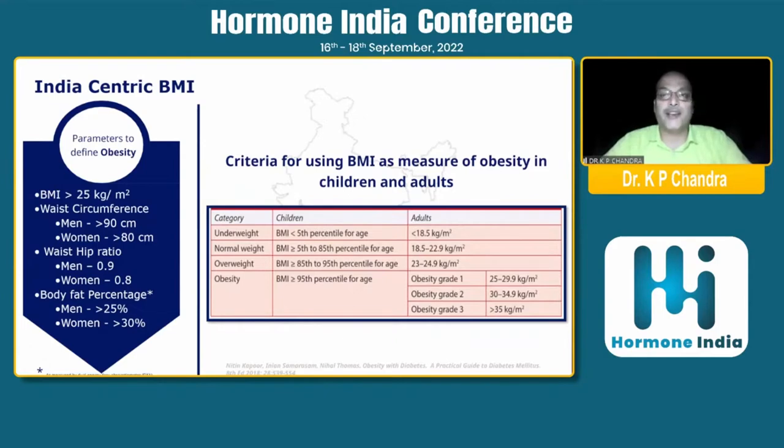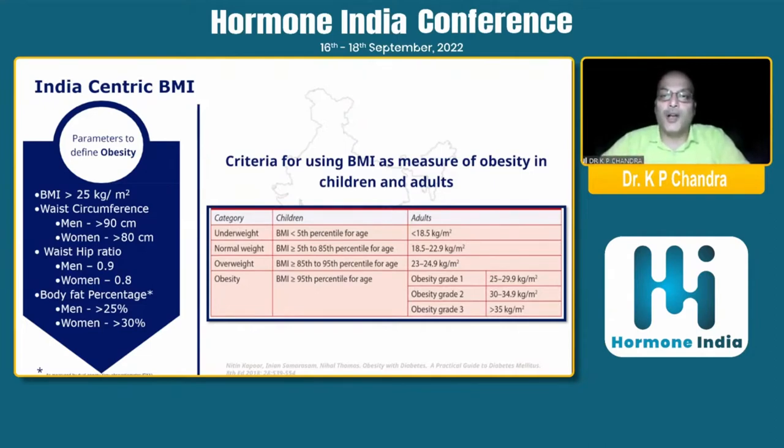Now we need to understand that BMI cutoff values for India are different. We all know that the Indian phenotype is thin, obese people. And the parameter for obesity in India is BMI more than 25 kg per meter square. Waist circumference more than 90 for men, more than 80 for women. Waist to hip ratio 0.9 for men, 0.8 for women. And body fat percentage more than 25% for men and more than 30% for women.